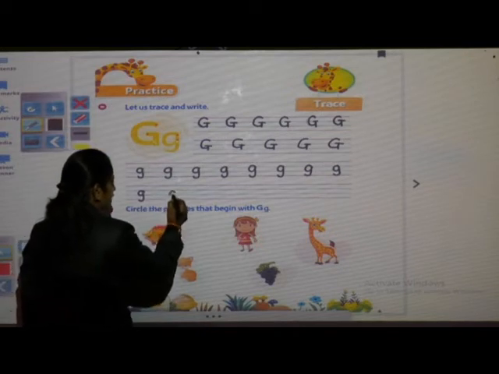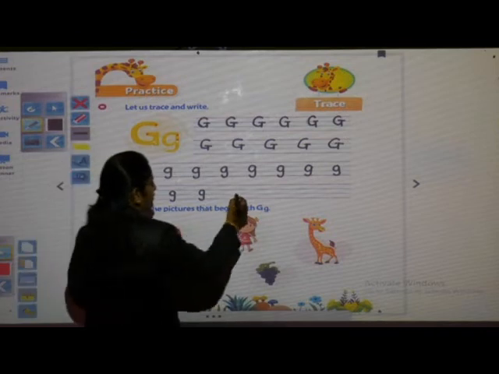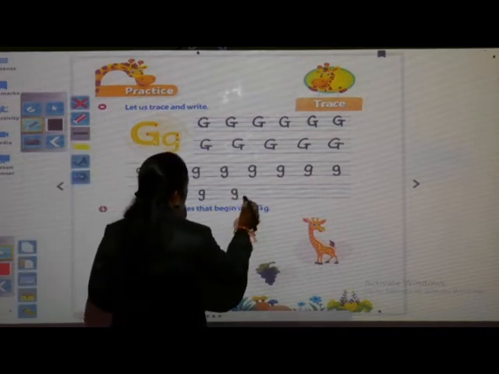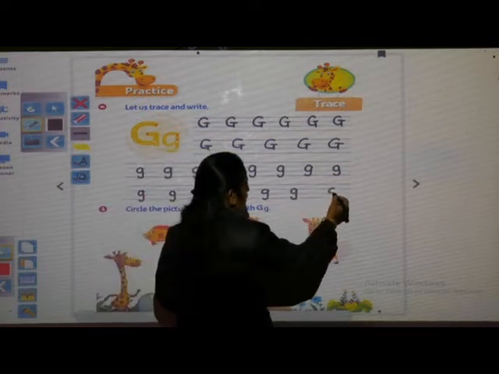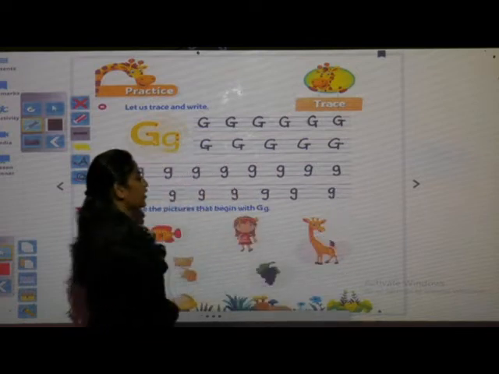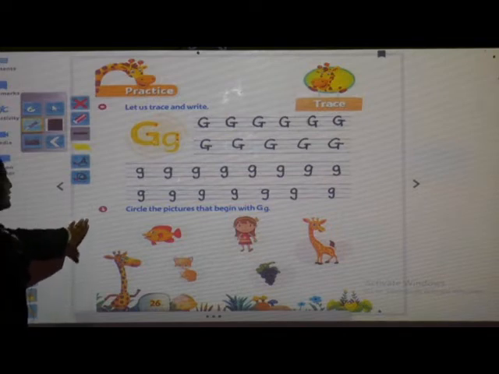Small letter G. Okay? Done? Very good. Now, next, see here down.